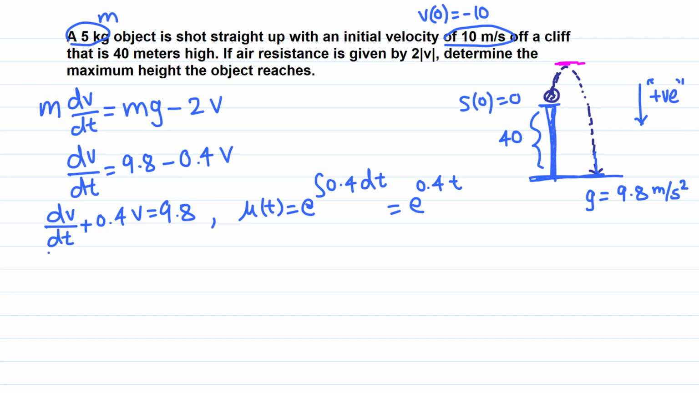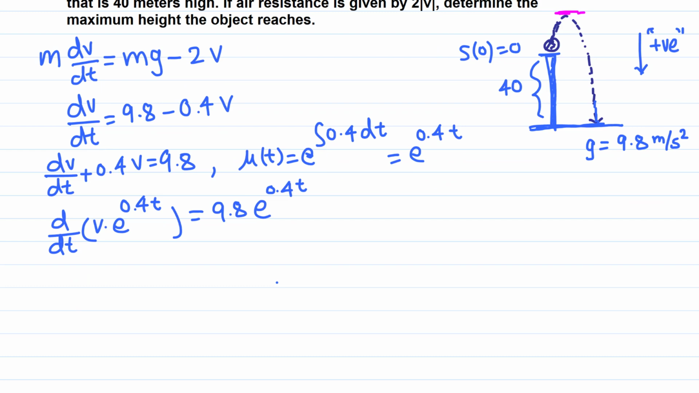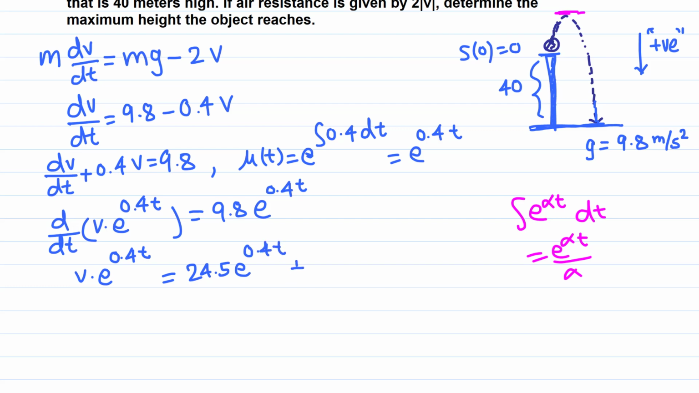Now we multiply both sides of this differential equation by this integrating factor. The left side automatically becomes the derivative of the dependent variable times the integrating factor, equals, on the right side, 9.8 times e raised to 0.4 t. Next, we integrate both sides with respect to t. So this is just v times e raised to 0.4 t equals, when we integrate an exponential e raised to alpha t, the antiderivative is itself divided by alpha. That means 9.8 divided by 0.4, which comes out to be 24.5 e raised to 0.4 t plus a constant of integration.